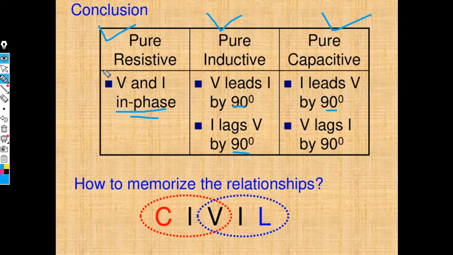This table is very important for purely resistive, purely inductive, and purely capacitive circuits. And this relationship is very important for the pure resistive circuit, pure inductive circuit, and pure capacitive circuit. Okay, now we will explain a few definitions that are very important.